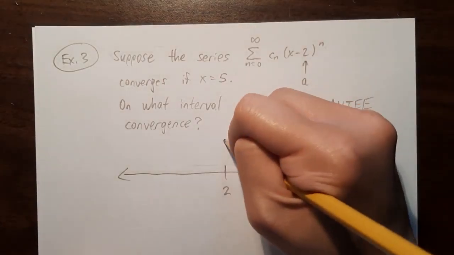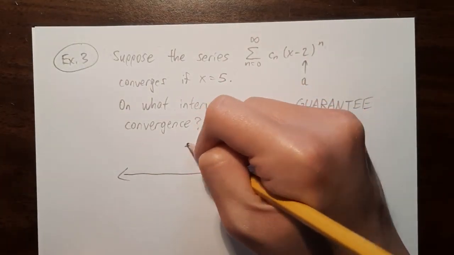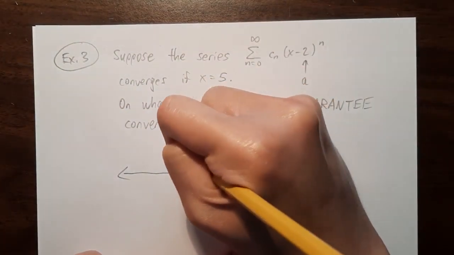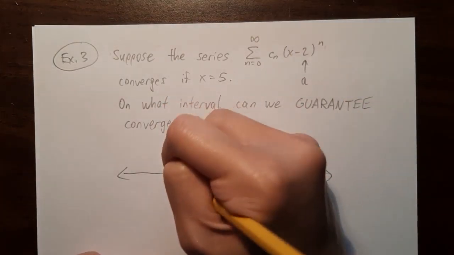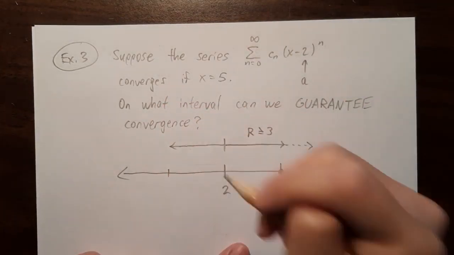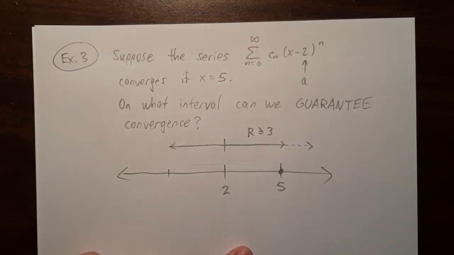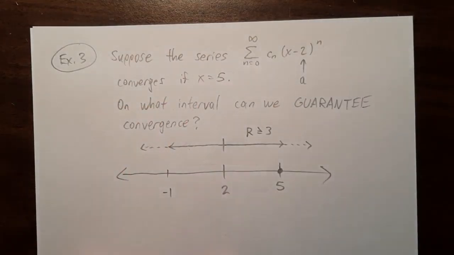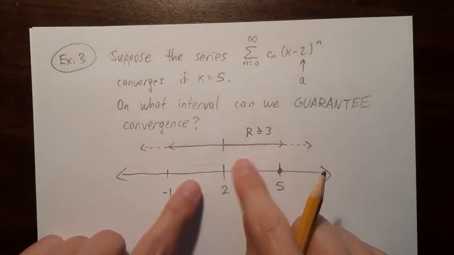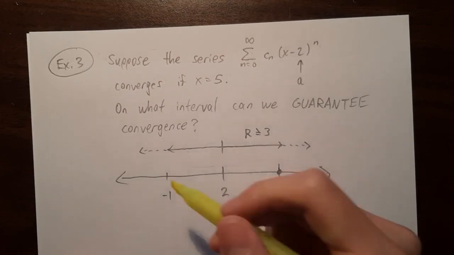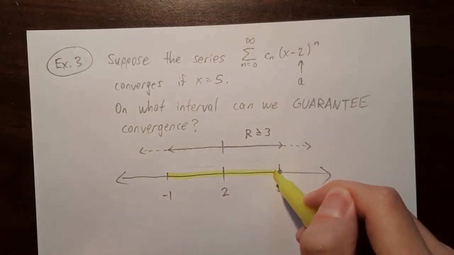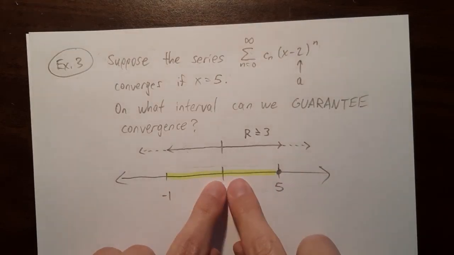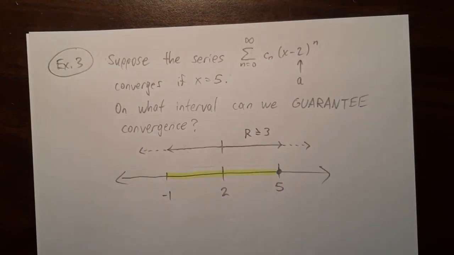This is a radius, so it extends in both directions. That does not look the same length at all. Let me try again. So it also has to equally extend out to the left, which will take us all the way to -1. Again, it might be larger, but it has to be at least this big. So everything in this region right here has got to be convergent. The radius is at least 3. This is all of the stuff that falls within a radius of 3 of the number 2.